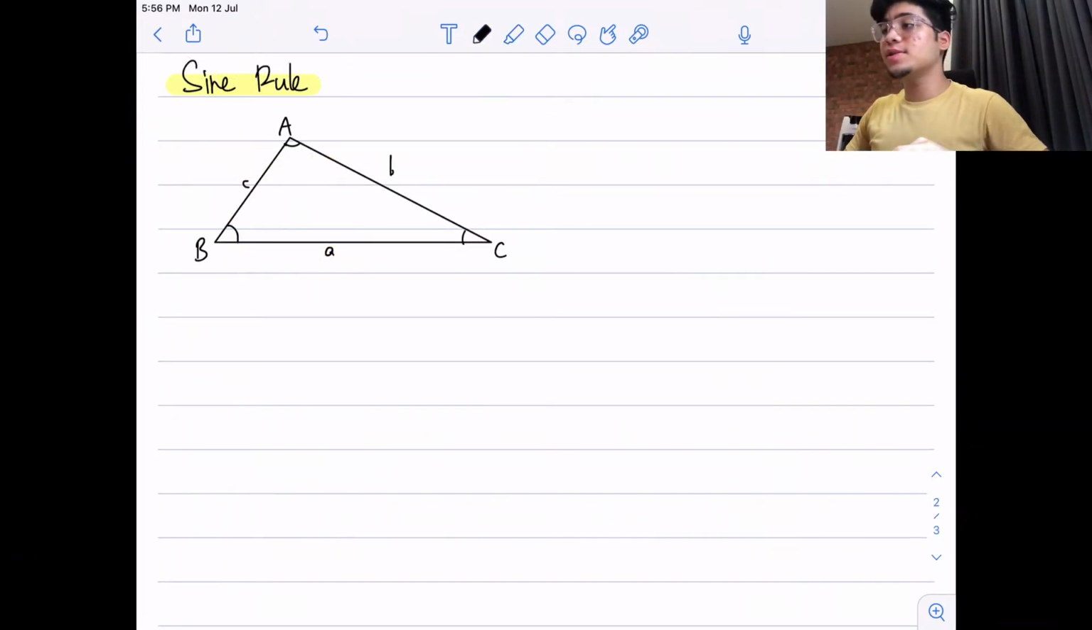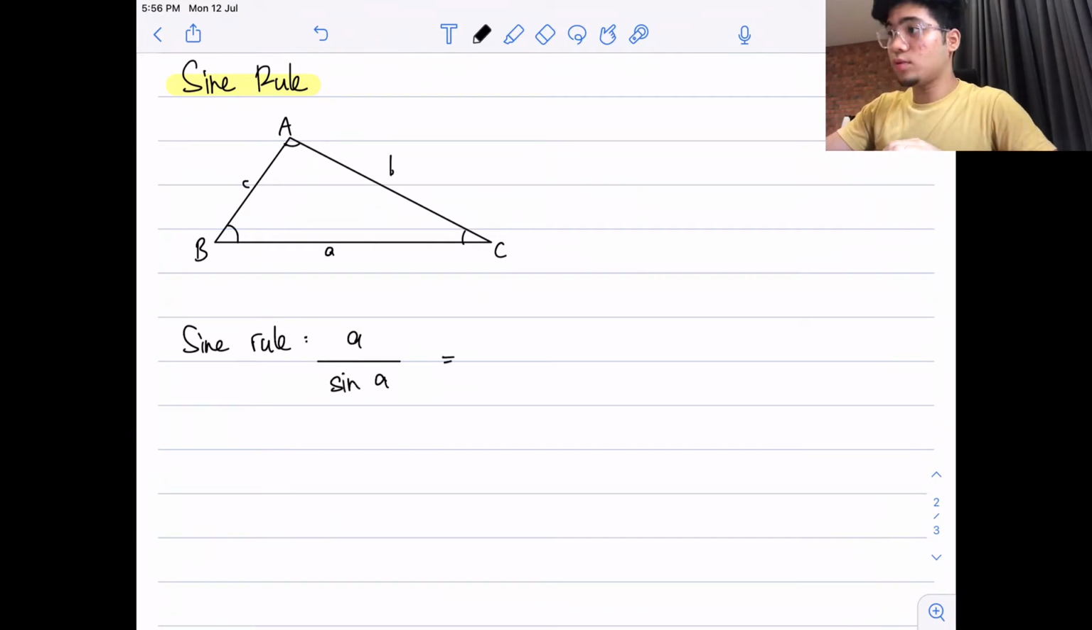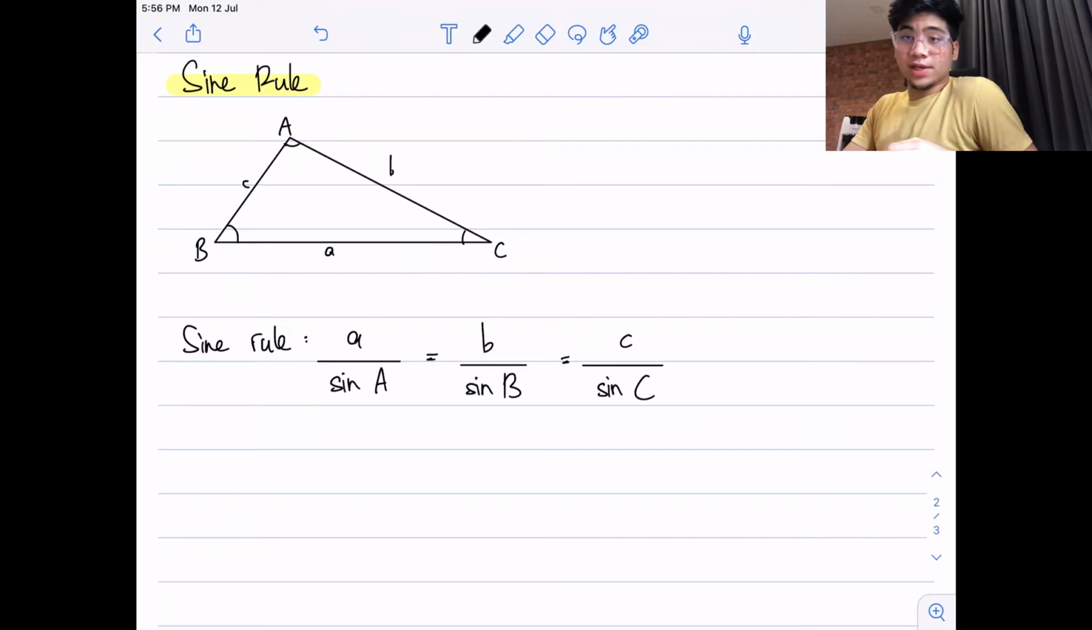Alright, so firstly, sine rule. So usually sine rule will be written as this. So let's just write it down. Sine rule is basically when a over sine A will equal to, it's supposed to be capital A, a over sine A equals to b over sine B equals to c over sine C.